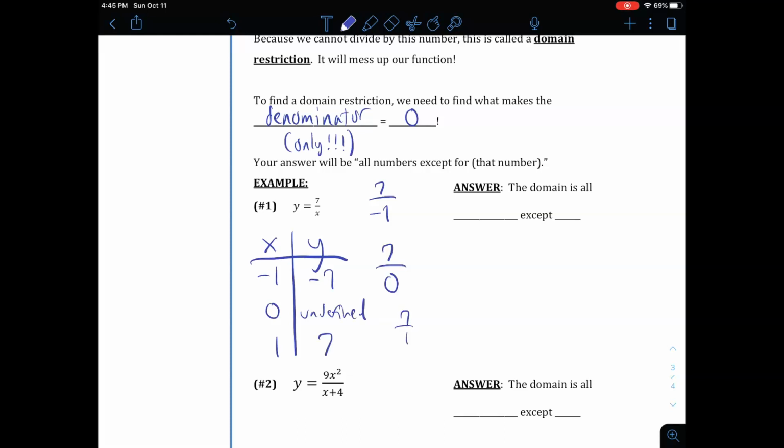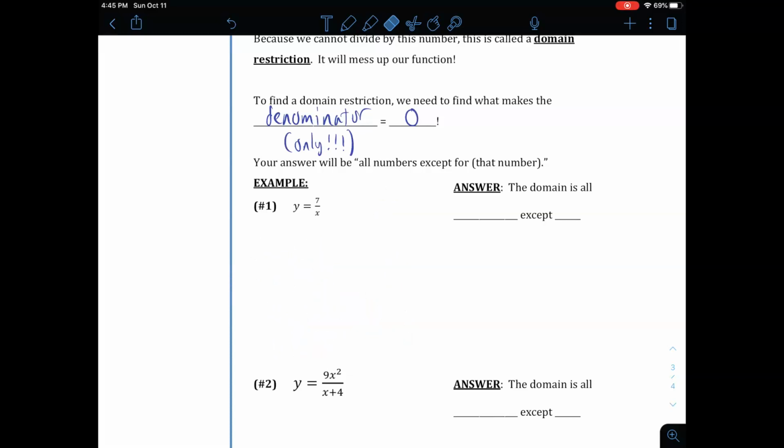Okay? So what we're looking for, we're going to set the denominator equal to 0 because that's what's going to cause these undefined problems when we have 0 in the denominator. Okay? So the domain, what this is asking, it's saying what can we plug in for x that will work and what will not get messed up. And what messes it up is when we have 0 in the denominator, okay?